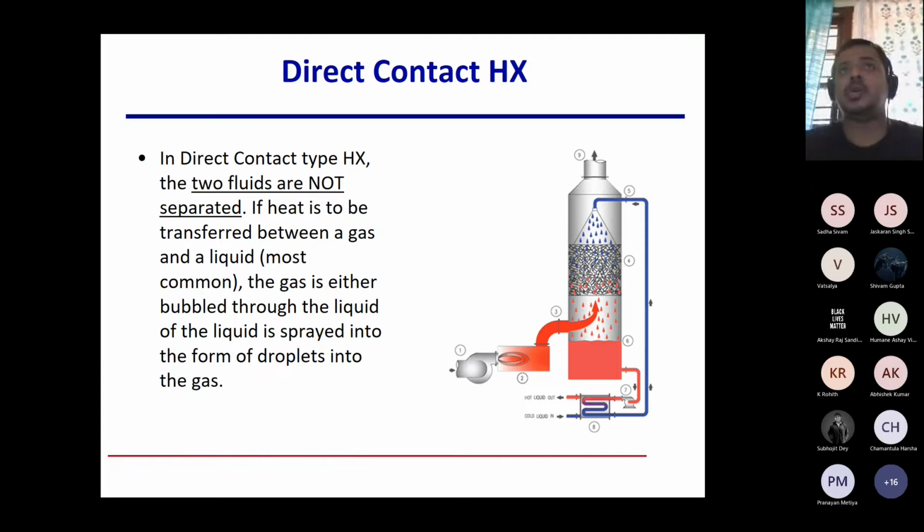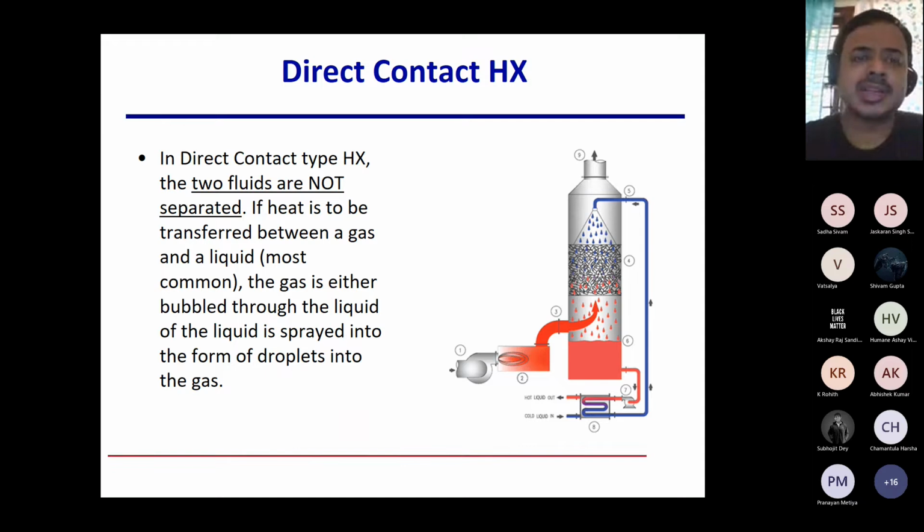But because oil and water are immiscible, they do not mix either. The oil will come up partly because it is lighter than water and partly because it is pumped. So it has got some momentum in the upward direction. The oil will come up, the water will come down. The oil will lose heat to the water. Therefore, the water during its flow will heat up, the oil will cool down.